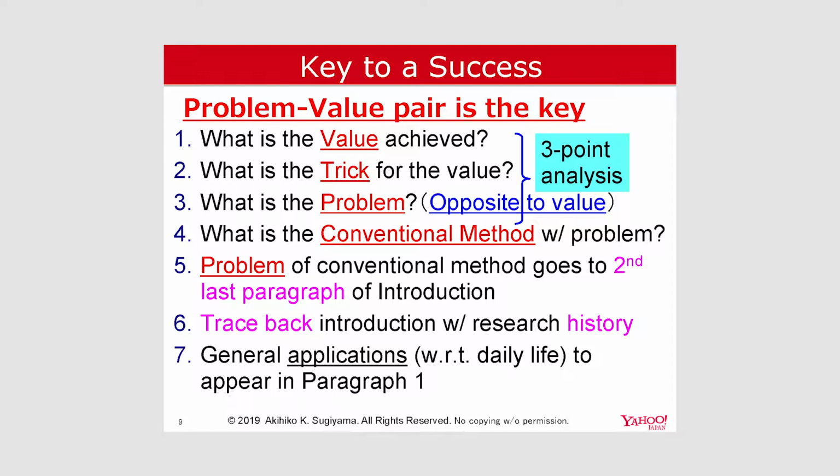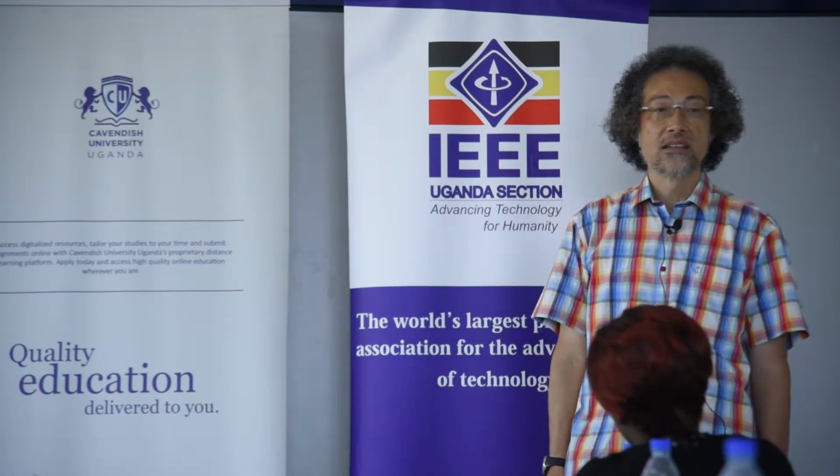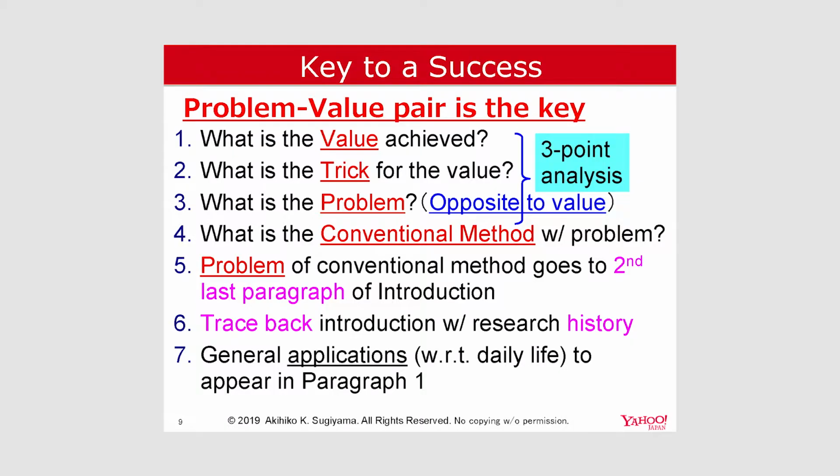The second step, find out the solution. What is the solution you have used? Or in another word, trick. What is the trick which made this value possible? What brought this value? What kind of new things have you introduced into the method or into the material or into any process? So this is the second point. Okay? This is indispensable for the value. It may be a function, it may be a structure, it may be a component, it may be a process, or even an ingredient.